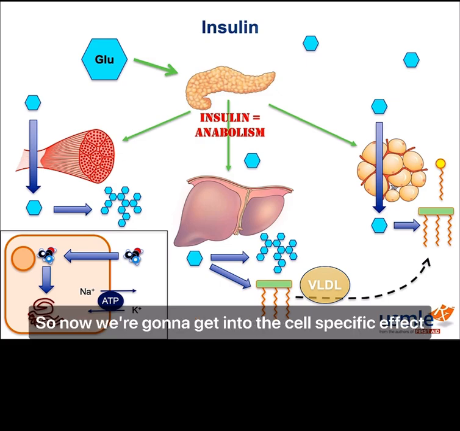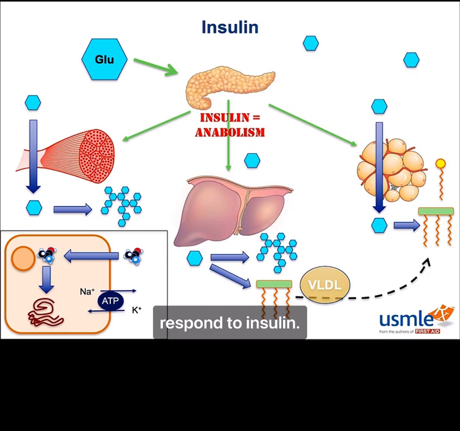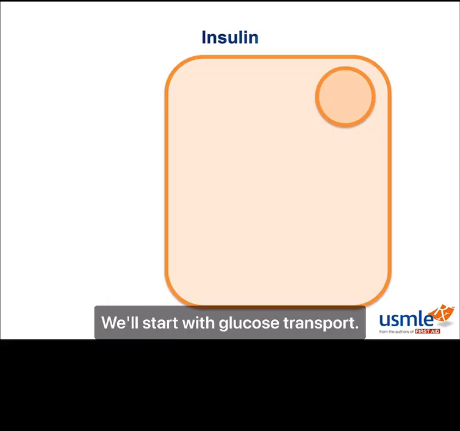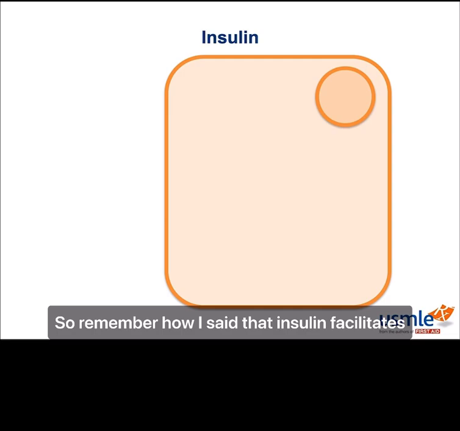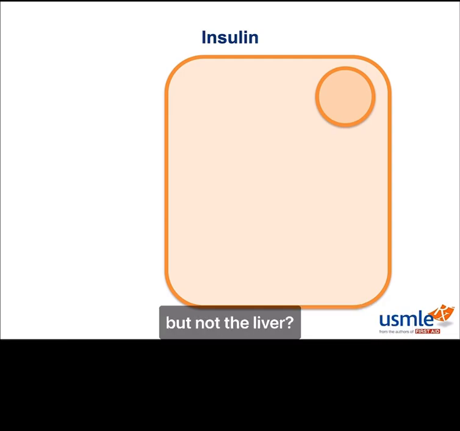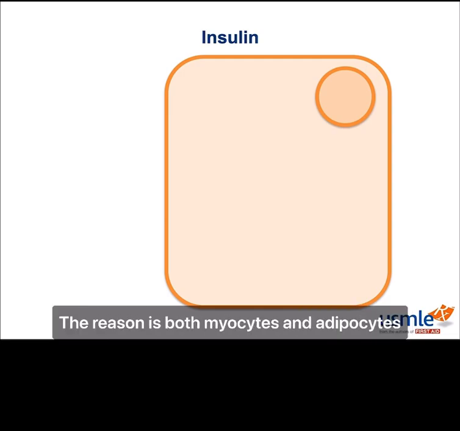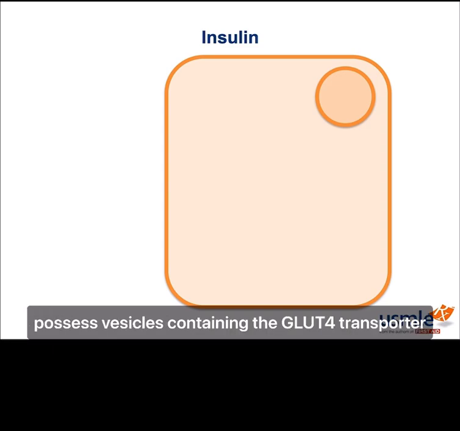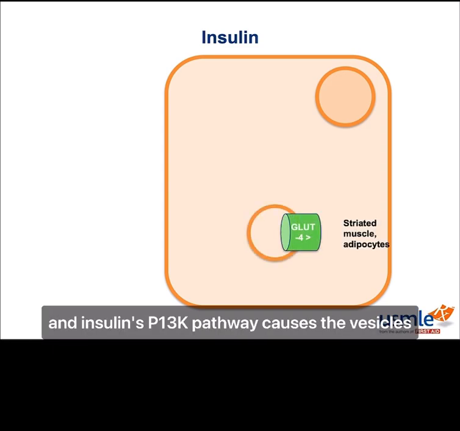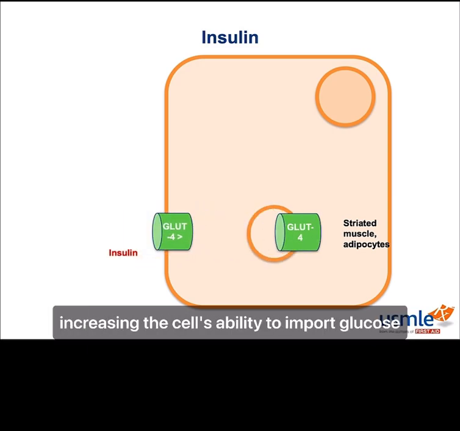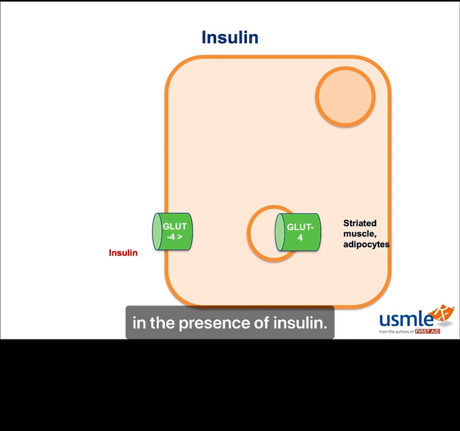So now we're going to get into the cell-specific effects of insulin and how the different types of cells respond to insulin. We'll start with glucose transport. So remember how I said that insulin facilitates glucose transport in muscle and fat cells, but not the liver? The reason is, both myocytes and adipocytes possess vesicles containing the GLUT4 transporter. And insulin's PI3K pathway causes the vesicles to integrate with the cell membrane, increasing the cell's ability to import glucose in the presence of insulin.